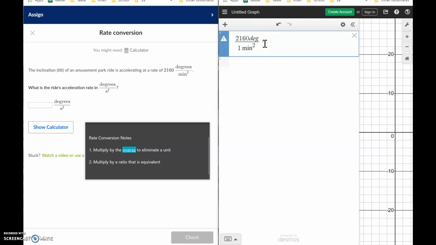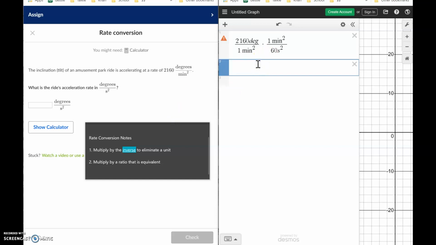So we're going to go ahead and multiply. Minutes is in the denominator, so we're going to multiply minutes in the numerator, and that's minutes squared. And then we want seconds to be in the denominator. And then we just got to come up with the relationship of minutes to seconds. So there's 1 minute, and the relationship for seconds would be 60 seconds, because there's 60 seconds in 1 minute. So that's the relationship between the two.